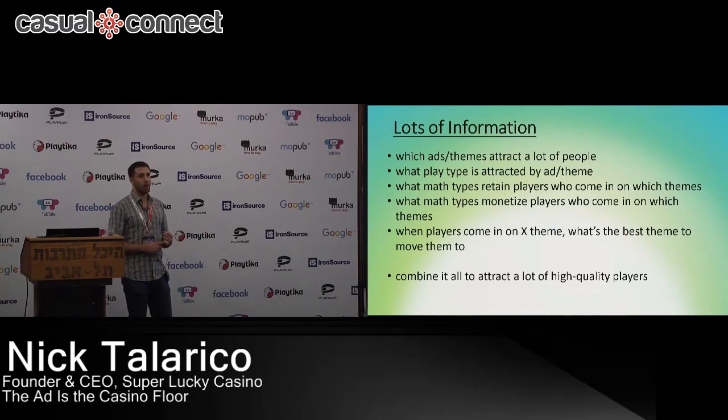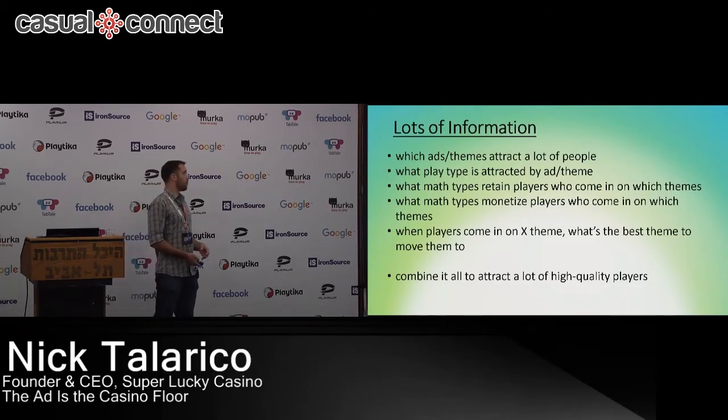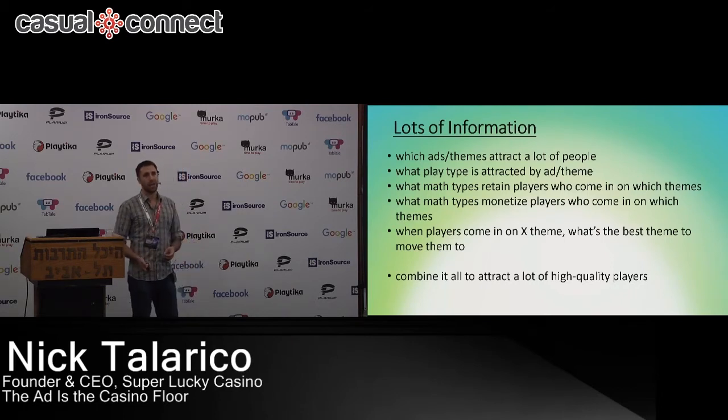So if they come in on more of a high volatility math or low, whatever it is, what do you step them to next? What math types monetize players and win? So if someone's come in and they've played 4 different machines and they have not yet monetized, and then you bring this math type in front of them, does that get them to convert to become a spender? These are all things that we're noticing patterns on now and trying to optimize and getting better and better at it.